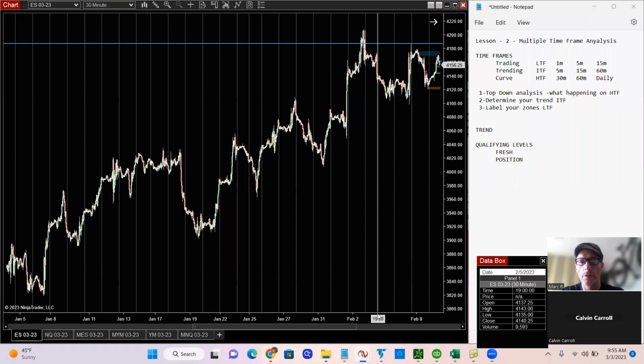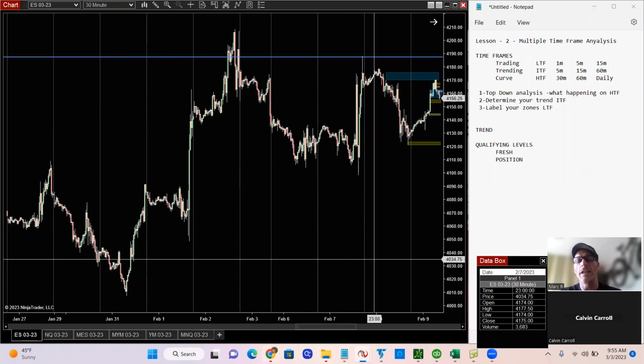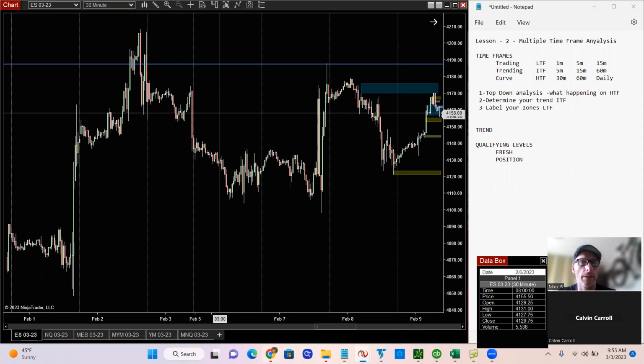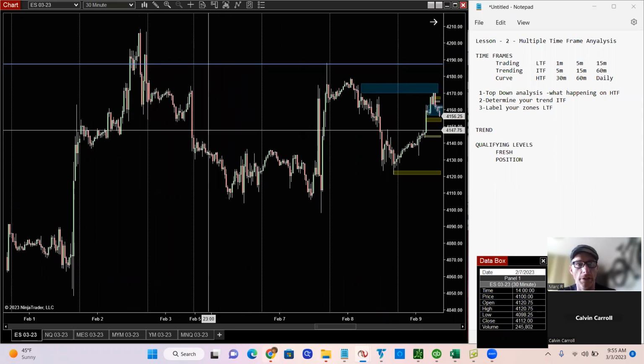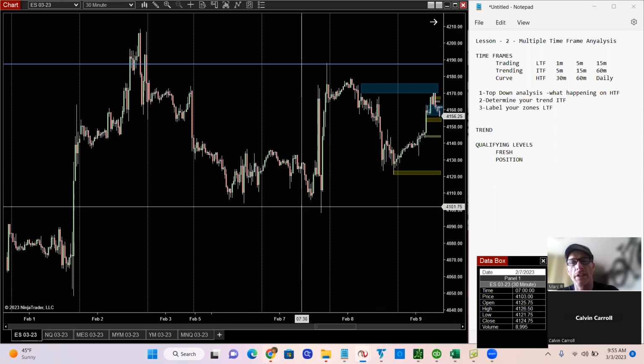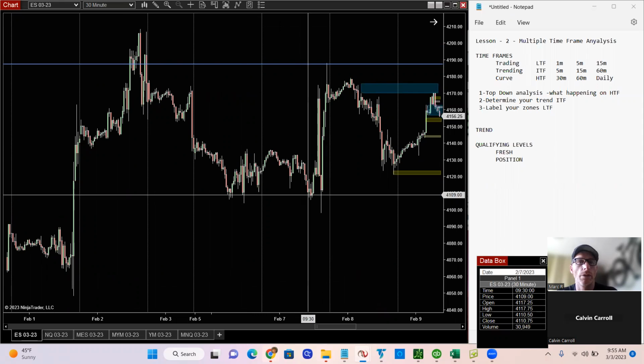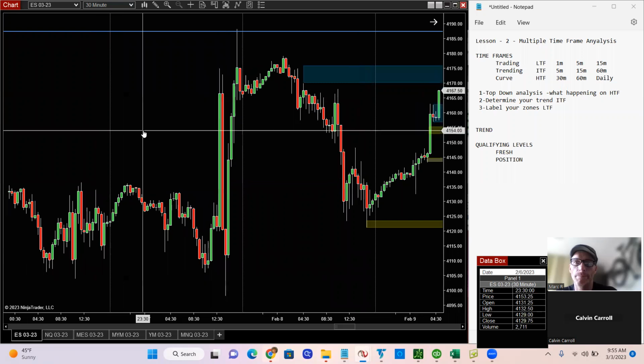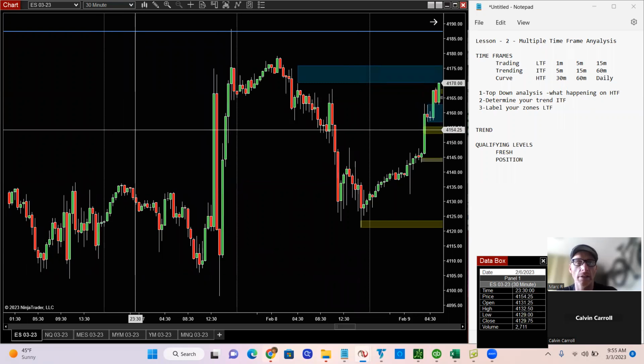If you started on your 30-minute chart to get an idea of your bigger picture, there's a couple of things you're going to see here. Aside from the fact that you identified these zones, your 30-minute chart is from here to here is moving down. So clearly it's a downtrend. Looks like it's trying to make a move to the upside here, but so far has not confirmed that.